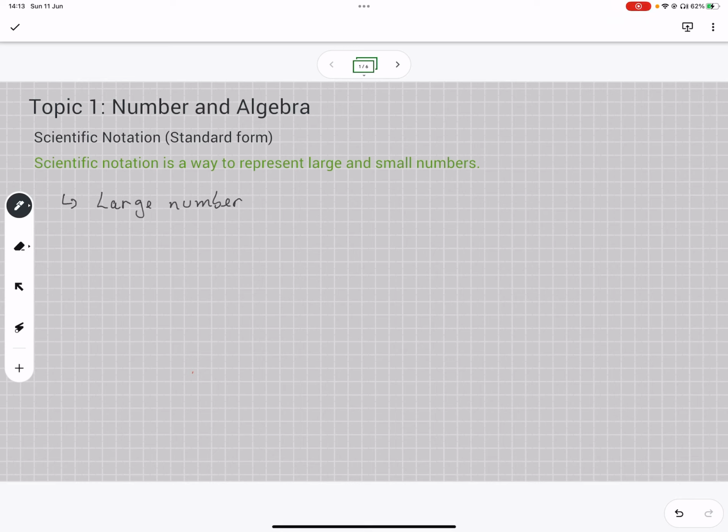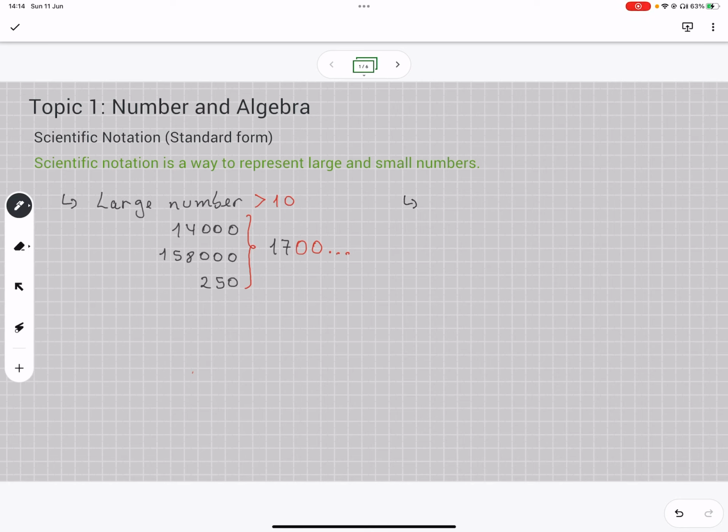I'm going to give you some examples of large numbers. For example, 14,000 is a large number. 158,000 is another large number. 250,000 is another large number. So I'm going to say that a large number is a number represented by some digits, say 17, followed by many zeros. In general, a large number is a number that is bigger than 10.